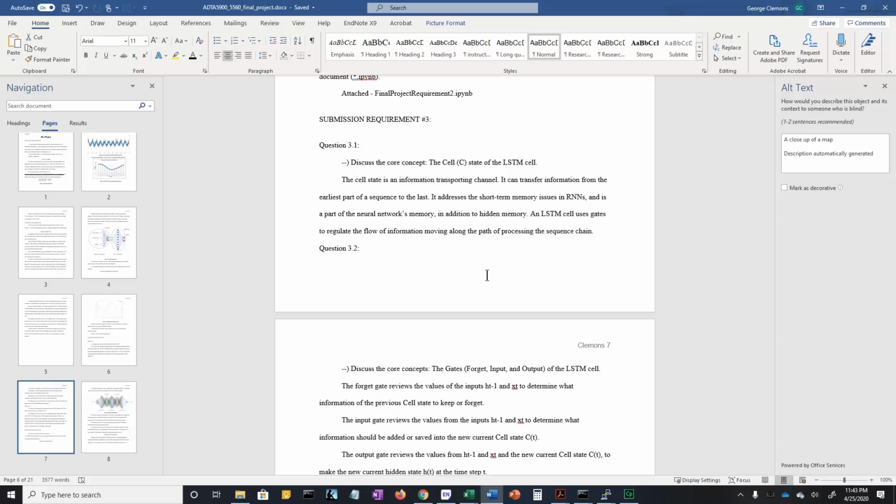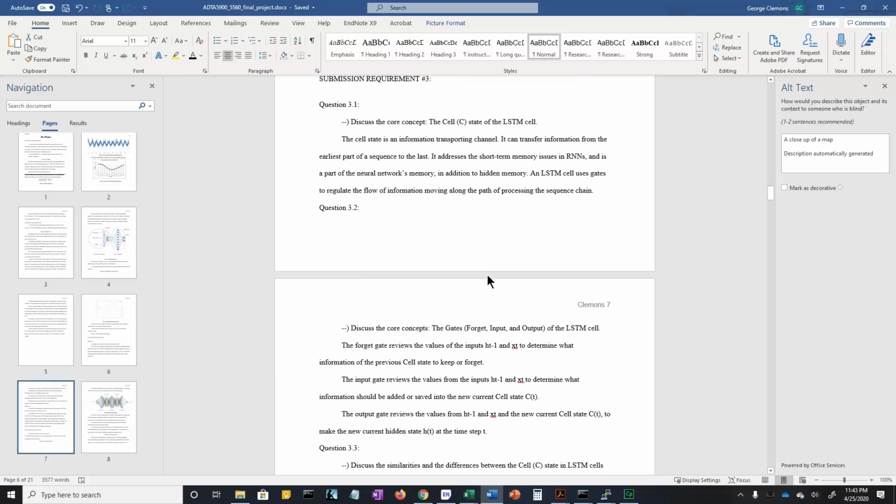Submission requirement 3 has 3 questions. The first one asks to discuss the cell state of the LSTM cell. The cell state is an information transporting channel. It can transfer information from the earliest part of the sequence to the last. It addresses the short-term memory issues in RNNs and is part of the neural network's memory in addition to hidden memory. An LSTM cell uses gates to regulate the flow of information moving along the path of processing the sequence chain.